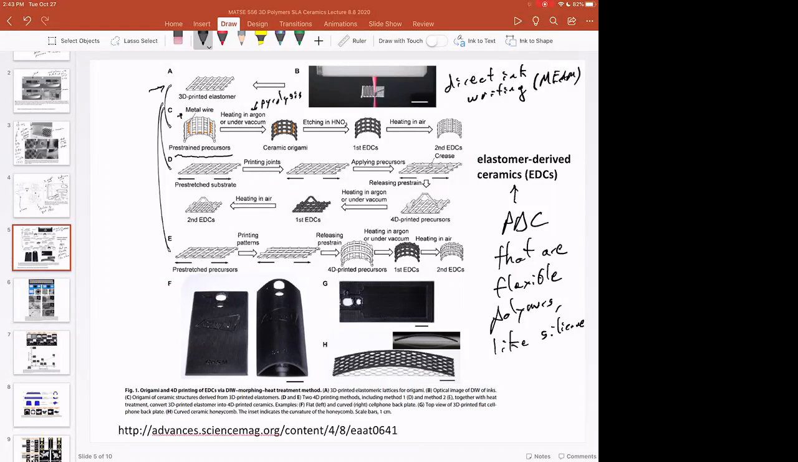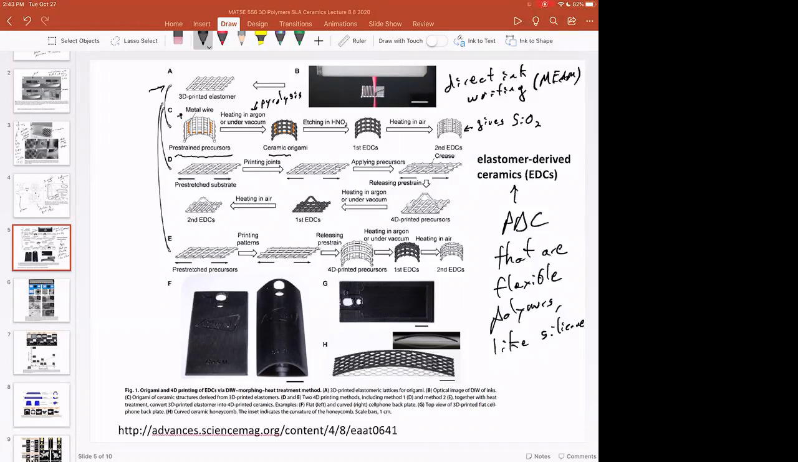Or sometimes it's pre-pyrolysis. And they call this ceramic origami. They etch it to get rid of the wire. And then they heat this thing in air. And it's white because air plus high temperature gives SiO2. So if you have a lot of silica in there, silica nanoparticles, of course, are white.